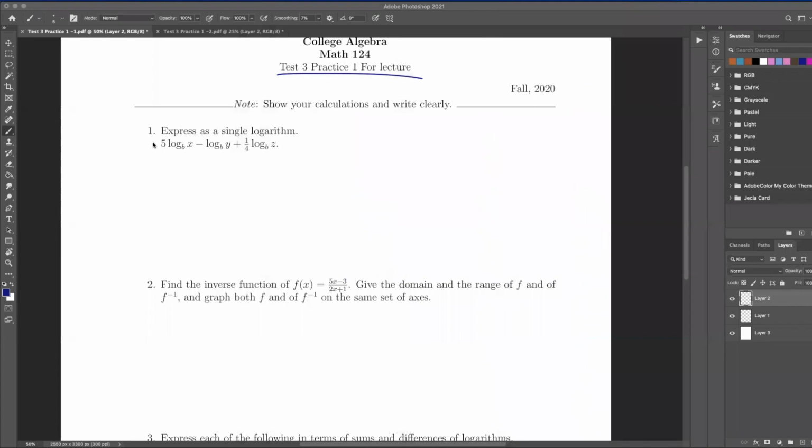All right, so here, let's do this. We're going to move this 5 in. We're going to move this -1 in, just because I like to do it that way, and move the 4 in. So here I'll have log base b of x to the 5th plus log base b of y to the -1 plus log base b of z to the 1/4 power.